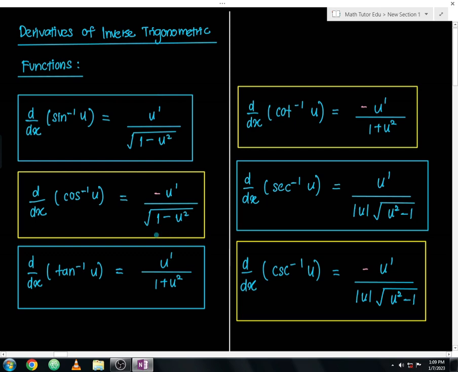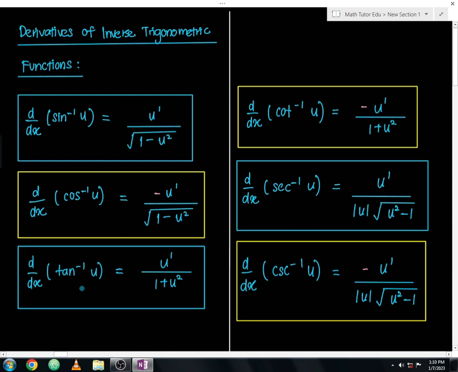Let me give you a quick recap regarding the inverse trigonometric functions and the derivatives. Let us begin with the sine inverse u. The derivative will be u prime divided by square root of 1 minus u square. For the cosine inverse u, the difference is just a negative in front, otherwise it's the same. That is why, as you can see here, I boxed in yellow color. Those in yellow indicate that they have a negative property. So sine inverse u and cosine inverse u are almost the same. The only difference is for cosine inverse u, you have a negative in front, so the derivative is negative u prime divided by square root of 1 minus u square.